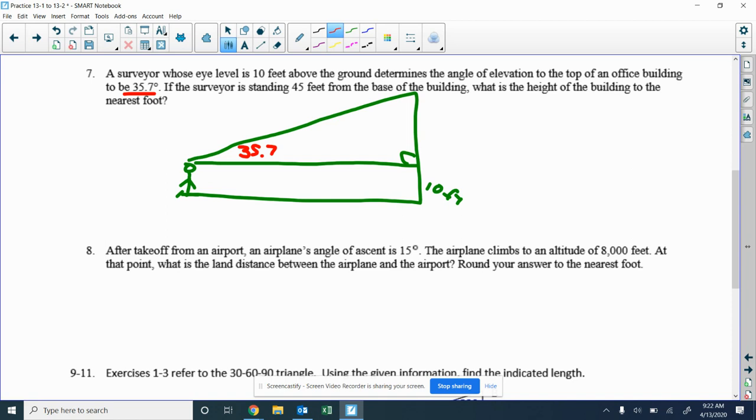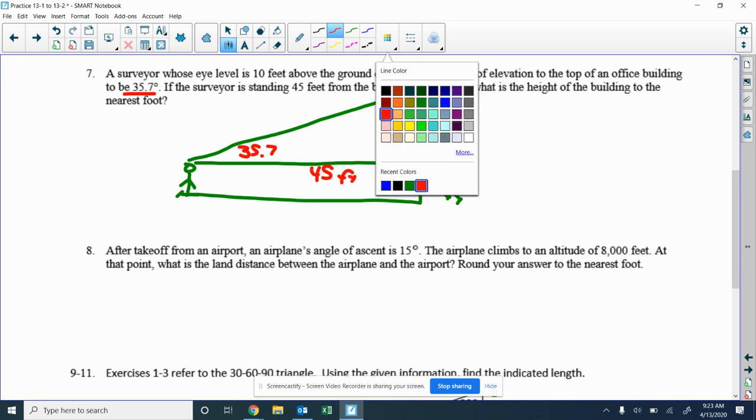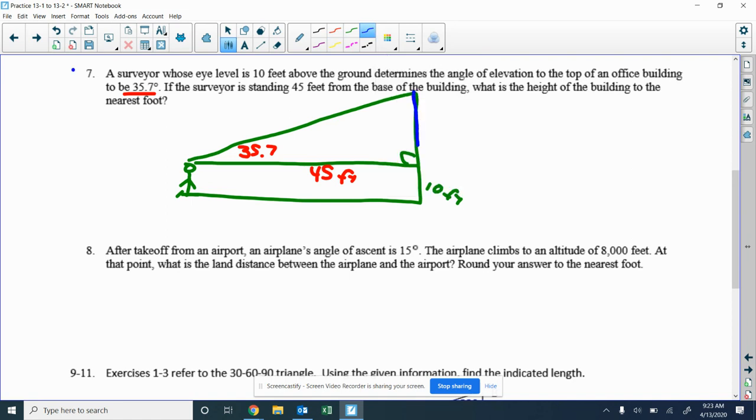And if the surveyor is standing 45 feet from the base, so this is 45 feet here. And what is the height of the building? So we're going to try to find the height of this building, which is this distance right here. Then we're going to have to add 10. So this would be the angle down here. This would be the opposite. And we have the adjacent. So that's the tangent function.